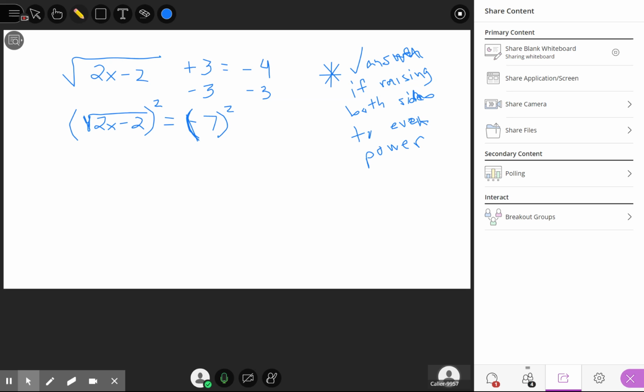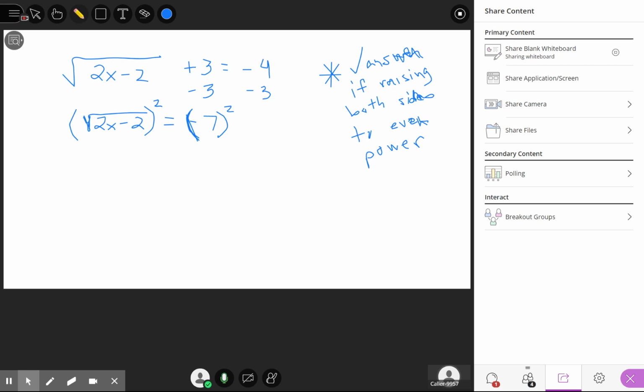It's something that can happen if you're raising both sides to an even power. It's turning things positive, but in the end, you're getting an impossibility from that square root, because it's impossible to get the square root of something equals a negative number.